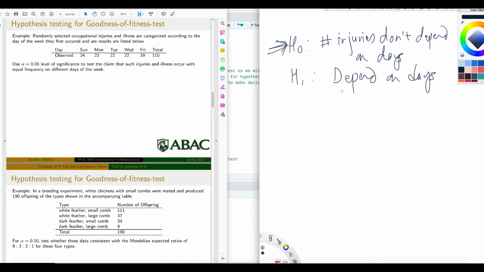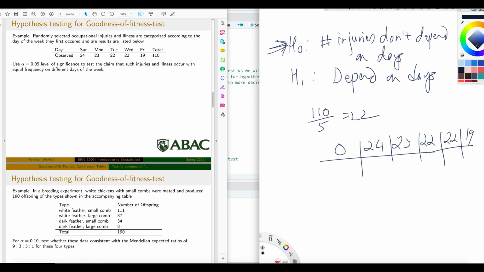So if they were all the same, then what you expect is equal percentage, right? There are 5 categories. All of the 5 categories must get the equal percentage there. What does that mean? The total is 110, right? And you divide by 5, which will be 22. So the H0 is expecting all of them equal. The observed is 24, 23, 22, 22, 19. The expected will be all 22.